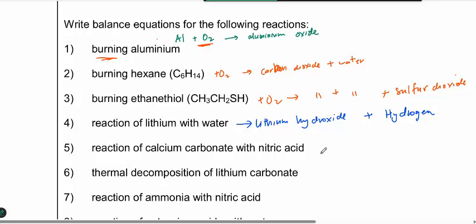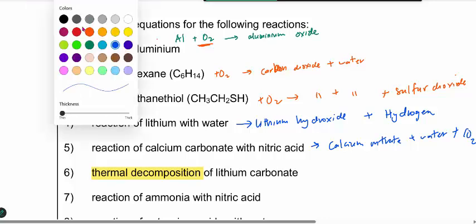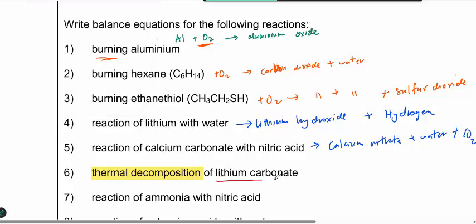Okay, calcium carbonate plus nitric acid becomes calcium nitrate plus water plus carbon dioxide. Okay, thermal decomposition means there's no other reactant. There's only one reactant. So it's only this lithium carbonate becomes lithium oxide plus carbon dioxide.